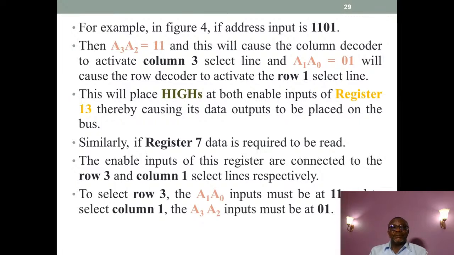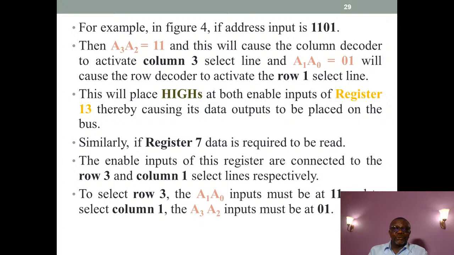For example, in that figure 4, if the address input is 1101, it means that A3, A2 is equal to 11, and this will cause the column decoder to activate column 3, while A1, A0 is equal to 01. Remember, the least significant bit will cause the row decoder to activate row 1 select line. This will place highs at both enable inputs of register 13, thereby causing its data output to be placed on the bus.